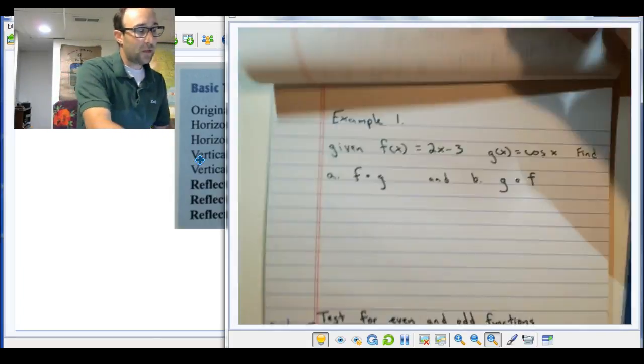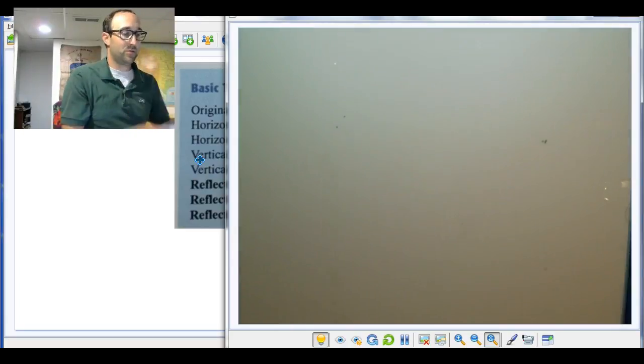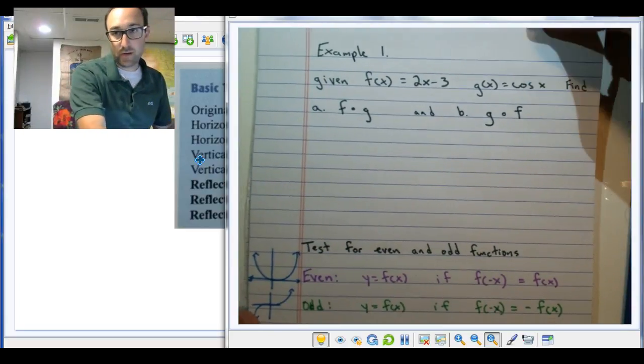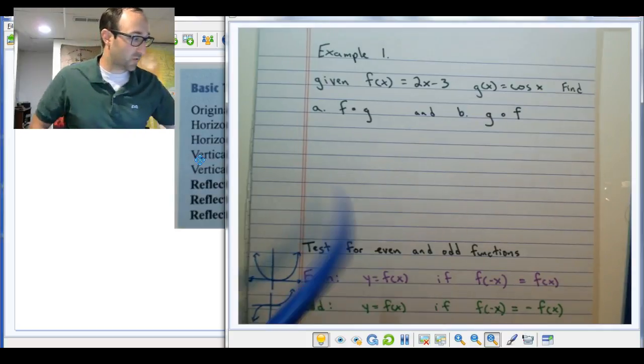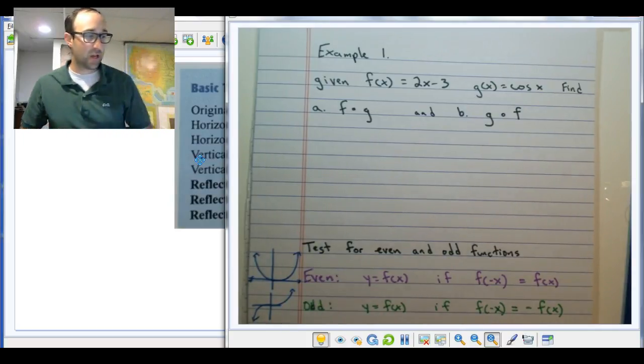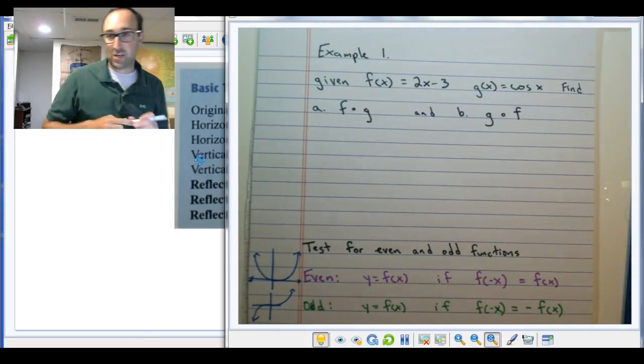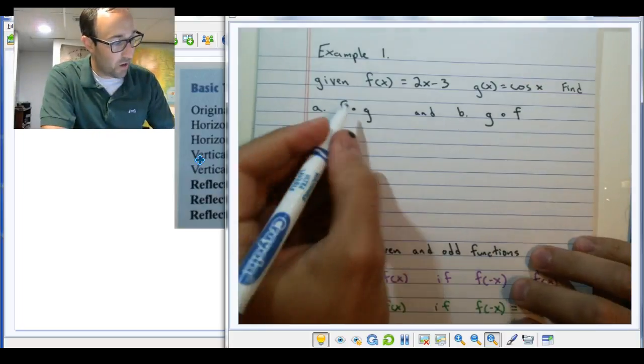Alright, let's go on to a few examples. Let's look at composite functions. So example 1, given f of x equals 2x minus 3 and g of x equals cosine x, find f of g. Remember, there's a couple ways of writing that. F O G.